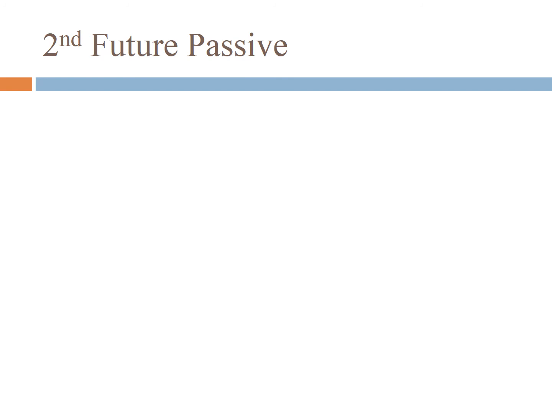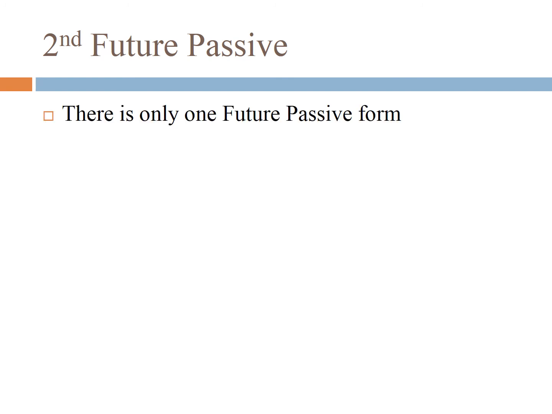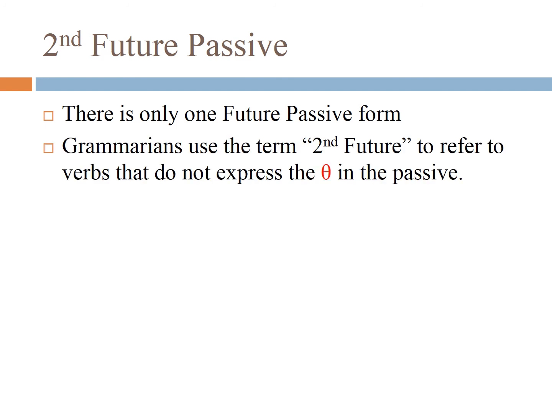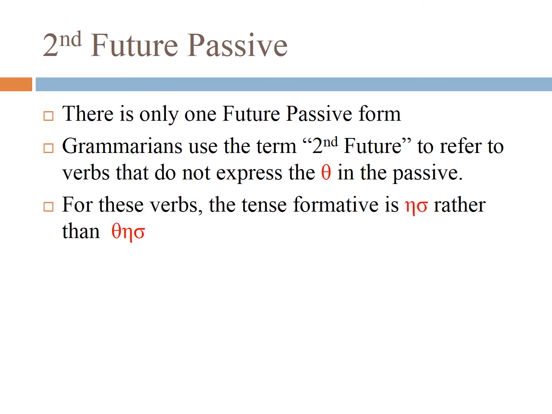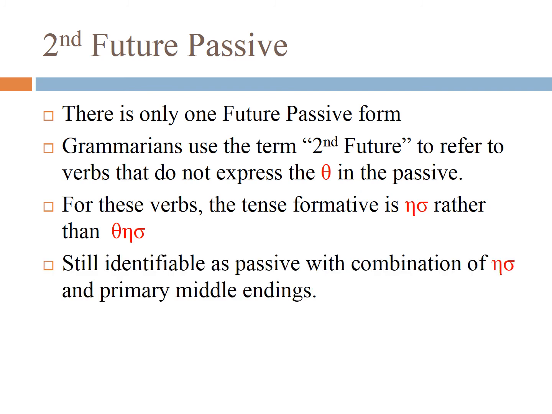The second future passive. There's only one future passive form. Grammarians use the term second future to refer to verbs that do not express the θ in the passive. For these verbs, the tense formative is ησ rather than θησ. It's still identifiable as a passive with a combination of ησ and primary middle endings. It's very common with liquids.